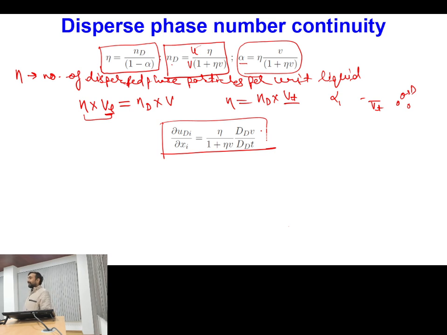So I am not deriving the mathematical term, because that is very simple; you have to simply do some algebraic manipulations. And what is algebraic manipulation? First you have to apply the separation of variables rule in multiplication in the number continuity equation, and after the number continuity equation you have to replace ND with this term eta by 1 plus eta V, and then you have to apply again this differentiation rule for U by V.